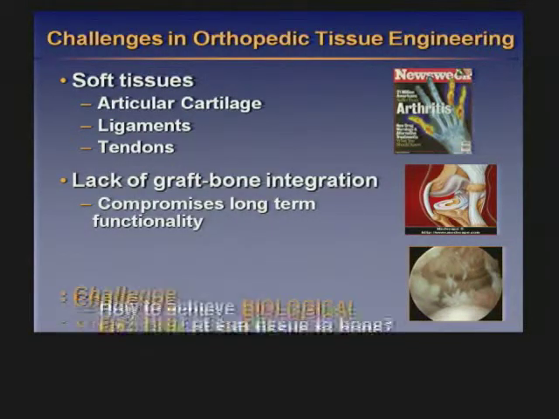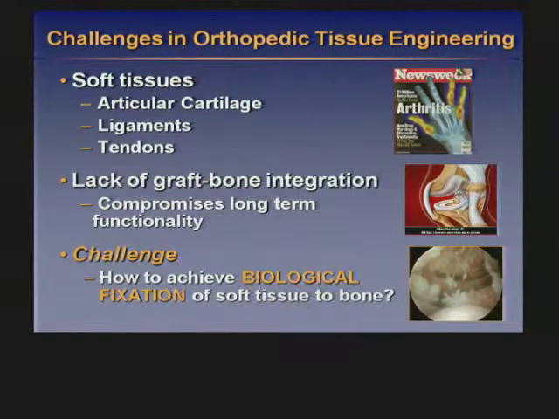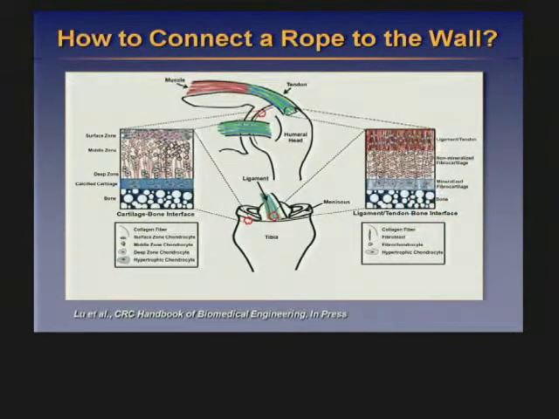So the research question that we're really interested in in our laboratory is how do you achieve biological fixation of soft tissue grafts to bone, whether it's biologically derived grafts or tissue engineered grafting systems. The analogy I want to make is: how do you connect a rope to the wall without using fixation pins or screws or any sort of mechanical devices? That's basically what surgeons do nowadays. They take soft tissue grafts, and they use pins, fixation devices, metallic screws, or degradable polymer screws, but they use something to connect that to the wall, which is bone in this case.